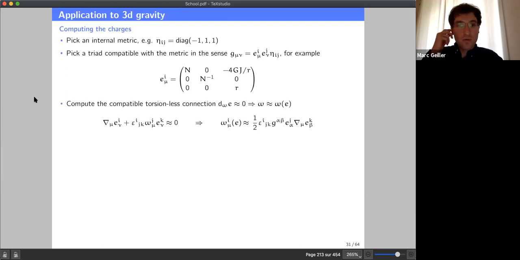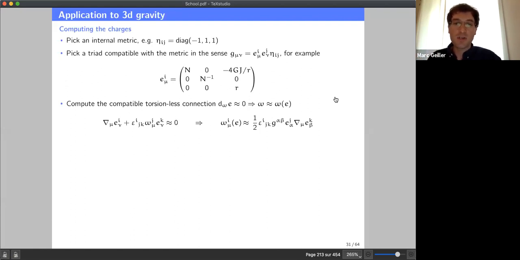Now you want to compute the compatible torsionless connection, because I have to specify it at some point. I said earlier that the symplectic potential is easier when expressed in terms of connection and triad variables, because it's just δω wedge E. But since in this formalism you're always on shell, if you want to apply these formulas, you have to write ω as a function of E. Omega is not independent on shell. Omega is only specified by E.